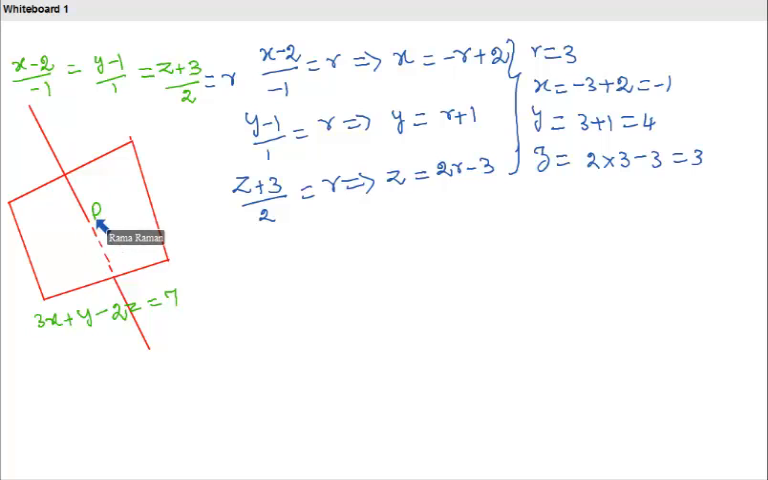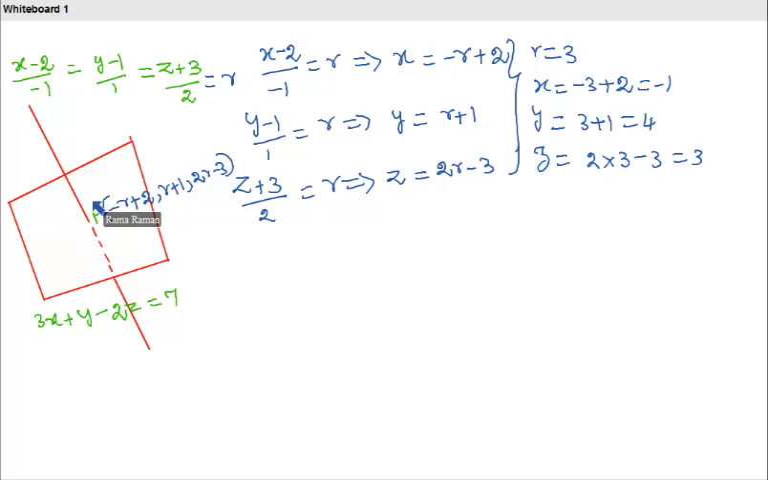Now, we need to find the coordinates of the point P. P is a point on the straight line. Hence, for a particular value of r, this variable point (x, y, z) will coincide with the point P. So, let us assume the form of P as (-r + 2, r + 1, 2r - 3). Now, we need to evaluate r. For finding r, we have to establish a condition connecting the given data.